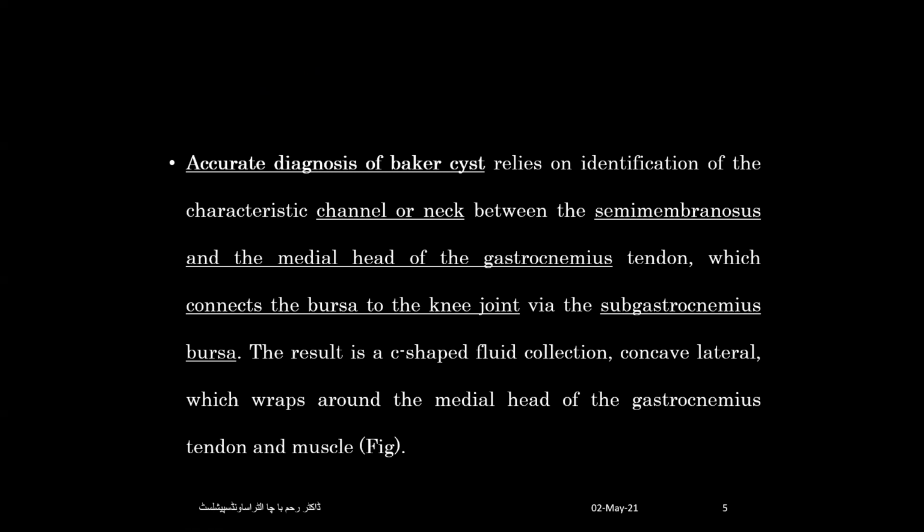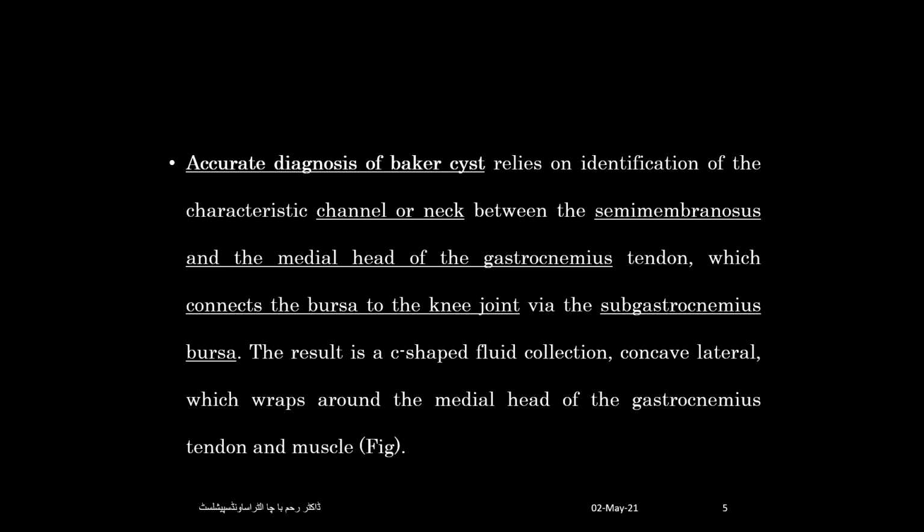Accurate diagnosis of Baker cyst relies on identification of the characteristic channel or neck between the semimembranosus and the medial head of gastrocnemius tendon, which connects the bursa to the knee joint via the subgastrocnemius bursa. The result is a C-shaped fluid collection, concave lateral, which wraps around the medial head of the gastrocnemius tendon, right? So that is actually the distension of the bursa.